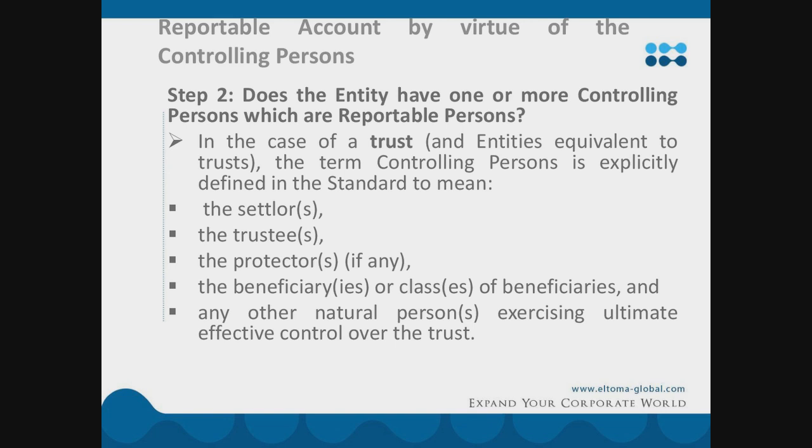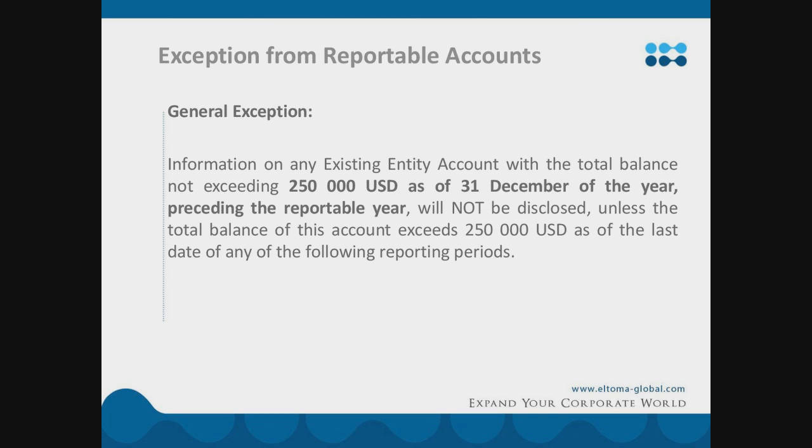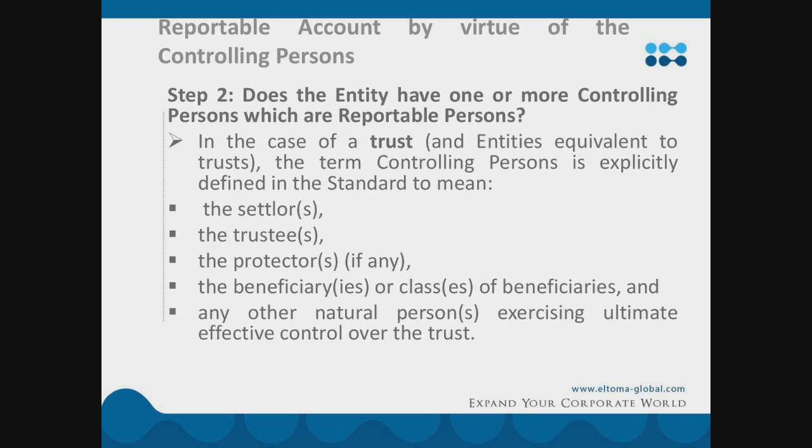If we are talking about a trust, in the case of a trust and entities equivalent to trusts, the term controlling persons is explicitly defined in the standard to mean the settlor, the trustee, the protector, if any, the beneficiary or classes of beneficiaries, and any other natural persons exercising ultimate effective control over the trust. If the settlor, trustee, protector, or beneficiary is an entity, the reporting financial institution must identify the controlling persons of such entity in accordance with the FATF recommendations that were discussed above.